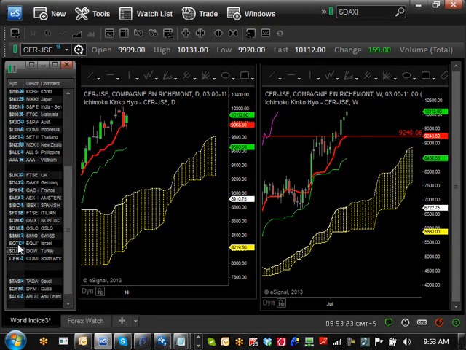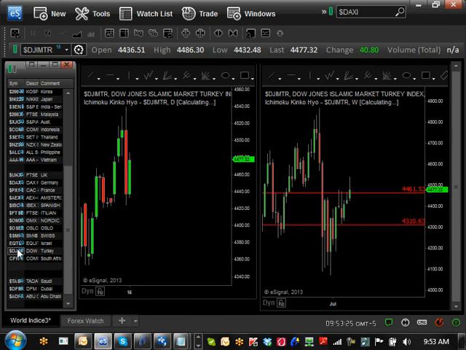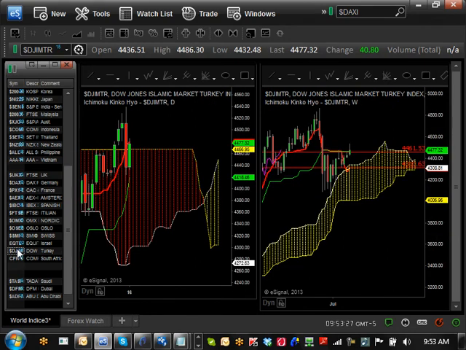Next we'll cover is Turkey, and then we'll go to Israel. Just do a little things different. So Turkey here basically is caught between the support and resistance right now. Support on this one's going to be about 43.10. Resistance is going to be 44.61. It's got to break out of there.